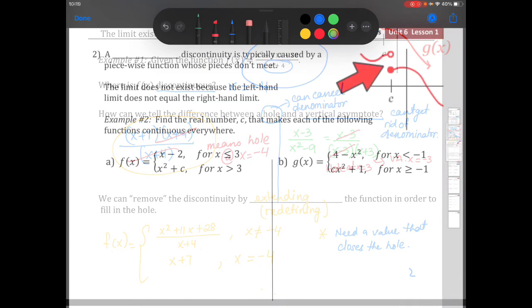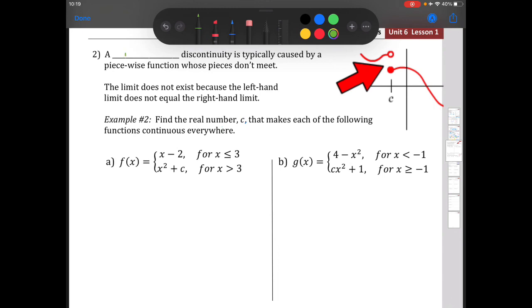Okay. The second kind is a jump discontinuity. It is typically caused by a piecewise function whose pieces don't meet. The limit does not exist because the left-hand limit does not equal the right-hand limit, which we can see here in the picture, right? There's a jump and the left limit is not equal to the right limit, so that's what a jump discontinuity is. So now, how do we make this discontinuity into a continuous function?